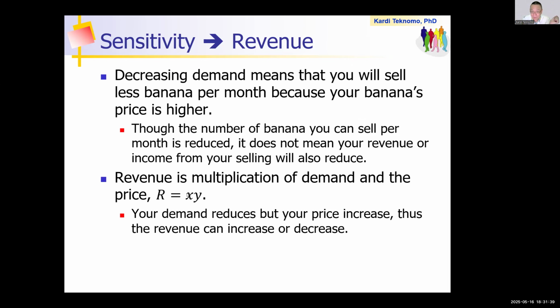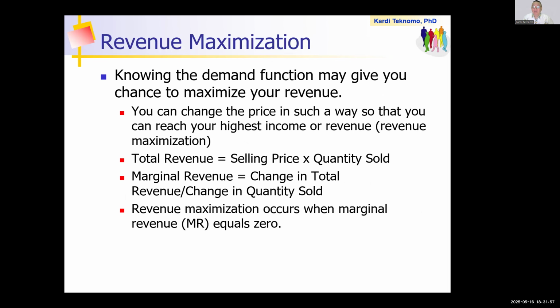So revenue is basically the price multiplied by the demand. X is the price, Y is the demand, so the revenue is X times Y, isn't it? In that case, if you know the demand function, we can actually calculate how we can maximize the revenue, meaning what is the price that you want to put in order to maximize this revenue. This is an optimization problem.